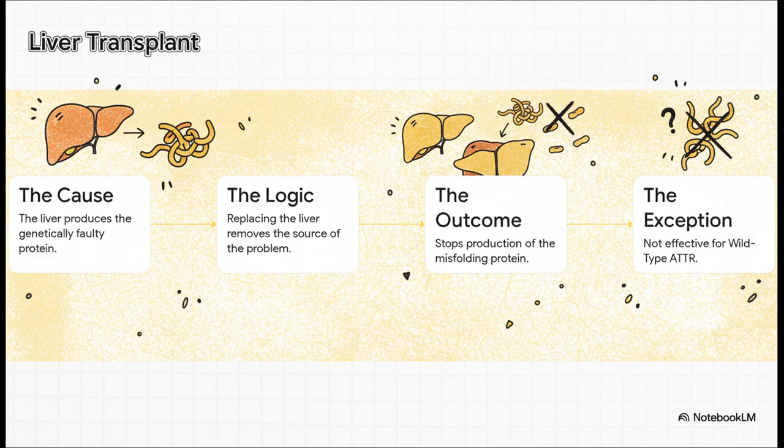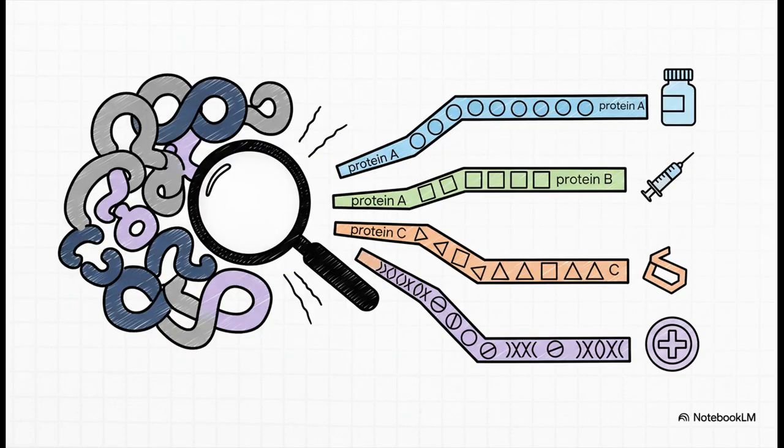It's brilliant. But, and this is a huge but, a liver transplant would be completely useless for someone with wild-type ATTR. Why? Because their liver is making a perfectly normal protein. The factory isn't the problem. A transplant would do absolutely nothing. So, if there's one thing to take away from all this, it's this. In the super complex world of amyloidosis, everything, and I mean everything, comes down to identifying exactly which protein has gone wrong. That single piece of information is the key. It unlocks the diagnosis, and it points the way to the right treatment.